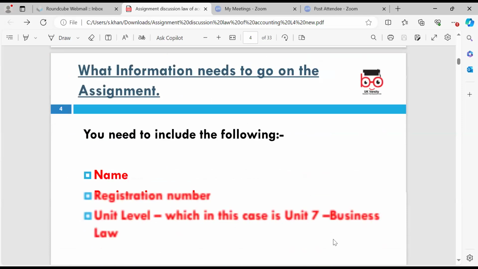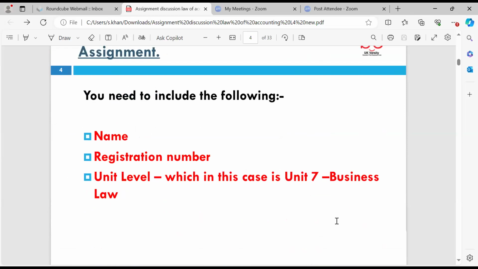So what information needs to go onto the assignment? When you're doing the assignment, the front cover needs to have your name, your registration number, and, in this case, this is just an example, your unit level, so it should have Unit 4 Law of Accounting on it. Why do you think it's important to have that detail on it? So it doesn't get mixed up with somebody else's work. Yeah, you need to make sure that you have got this information on it so that the assessor who's marking it is able to identify that it's your work.